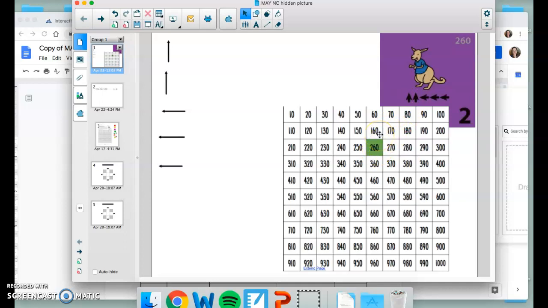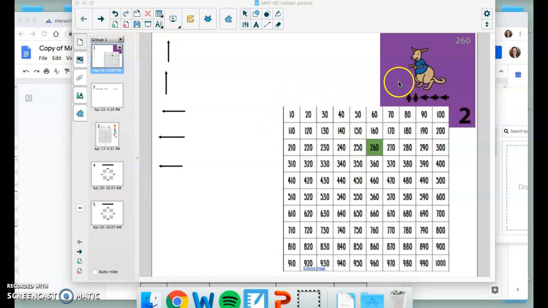So we landed at 160. What's happening when we move up a row on the thousands grid? If you said the number is subtracting by 100, you are correct. What happens if we go down one row? If we move down one row on the thousands grid, we are adding 100. The number is getting bigger. So let's take a look at Joey's movements on calendar marker 2.